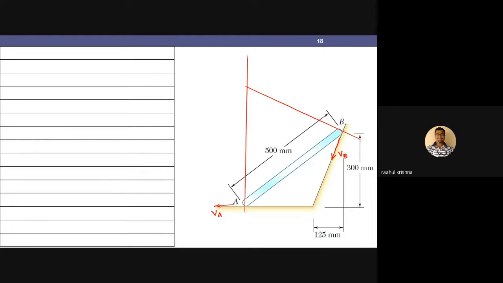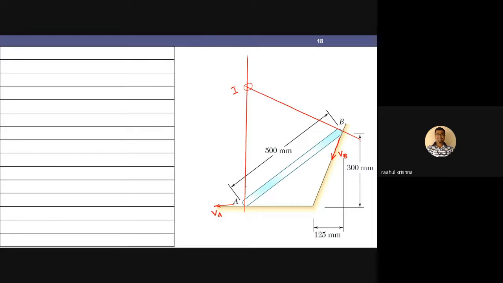We can assume that it is exactly perpendicular; a small level of assumption is required. Now this point of intersection that I have obtained will be my instantaneous center, the ICR.